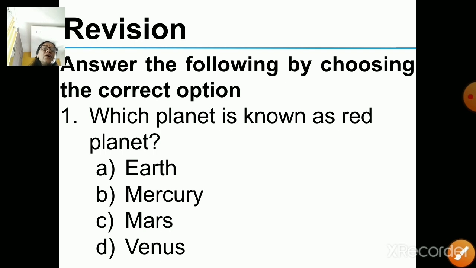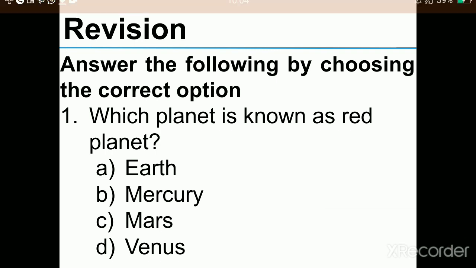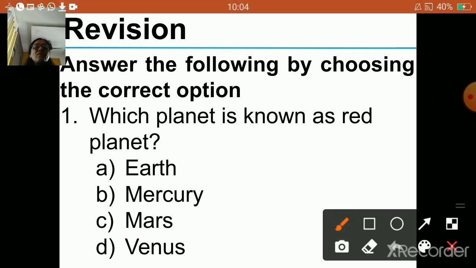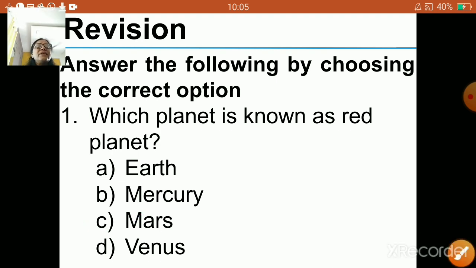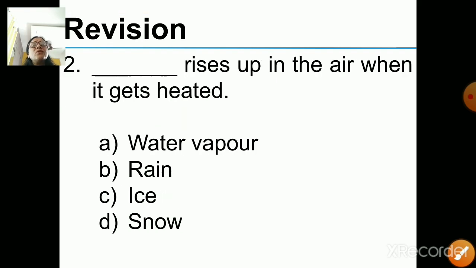Here now you have to answer the following by choosing the correct option. Okay, children? Tell me which planet is known as the red planet. Whether it is Earth, Mercury, Mars, or Venus. Mercury is the nearest planet. Earth, you know, is the only planet with life on it. Venus is the hottest planet, and Mars is our answer because Mars is the planet which is red in color, which is also known as the red planet, because red dust blows over this planet.